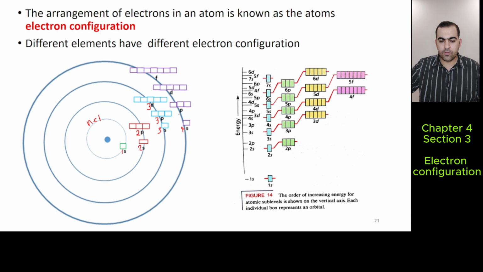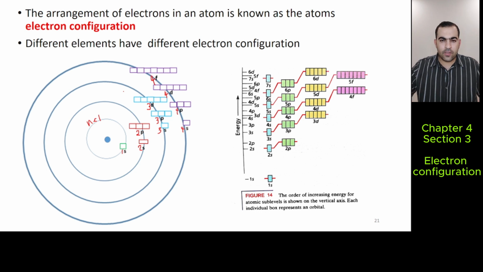N equals 4, look, it means 4p means the p sublevel in the fourth energy level. We have 4d and we have 4f. The f sublevel starts in the fourth energy level, means in first, second, third we don't have an f sublevel. Now, electron configuration.